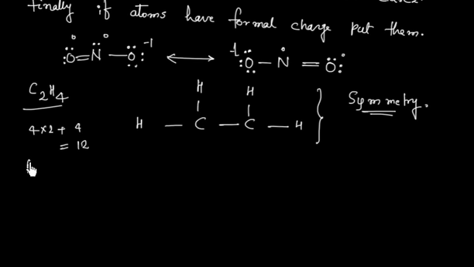So how many electrons do we have left? The rest is 12 minus 10, that is 2 electrons. Now we can put these 2 electrons as a lone pair, either on this carbon or on this carbon, both are equivalent. So let us put these 2 electrons on this carbon. Now check the octet. This carbon has its octet complete, but this carbon does not, only 2, 4, 6.